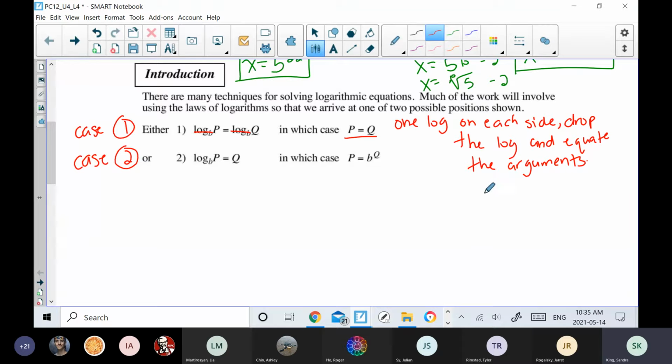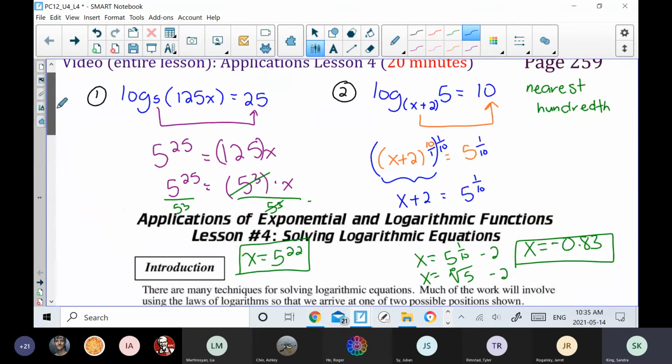So a very basic example: if I gave you log base 2 of x is equal to log base 2 of 6, you would say, okay, this would be a case one. I've got a log on each side of the equal sign. They're both base 2. I get to drop those logs and equate the arguments, and x would be equal to 6. And that would be my solution. Because if you take this x out and put a 6 in, the left-hand side is equal to the right-hand side.